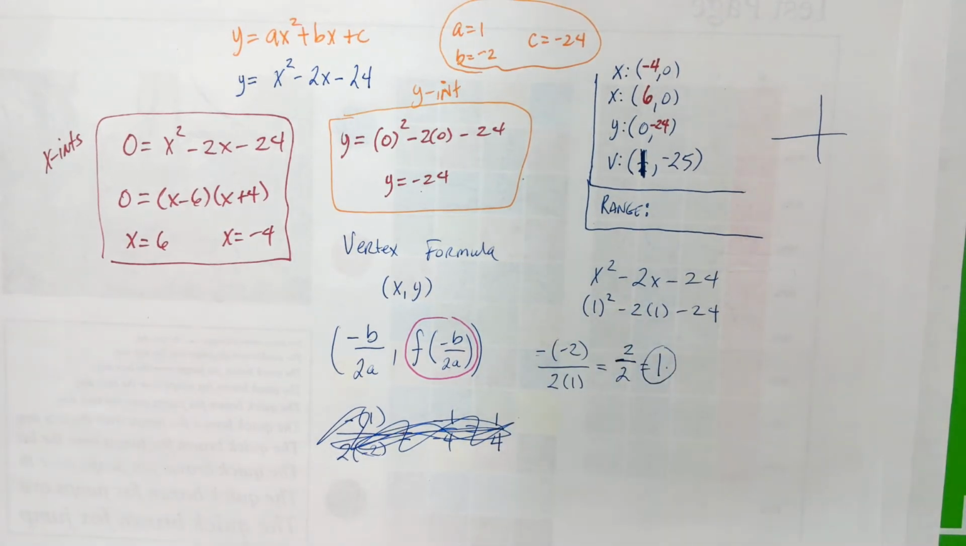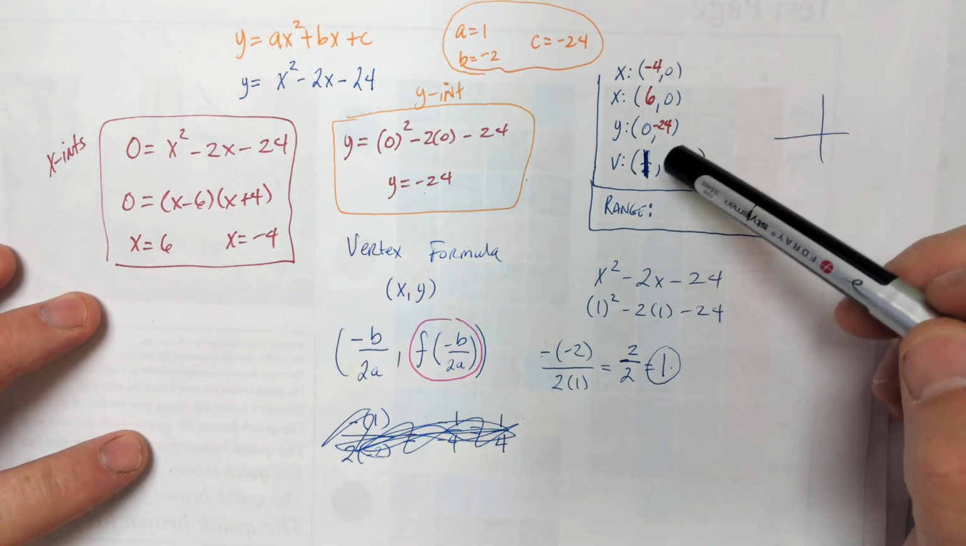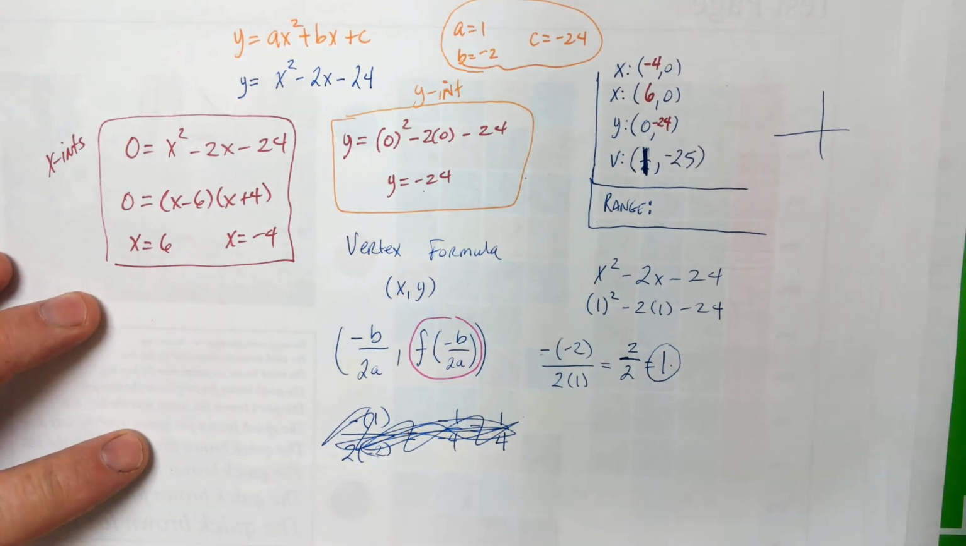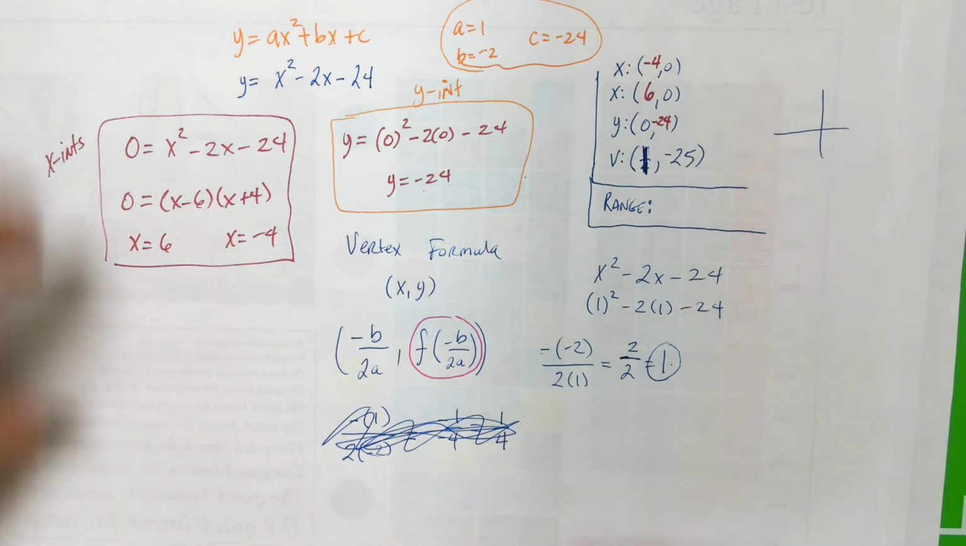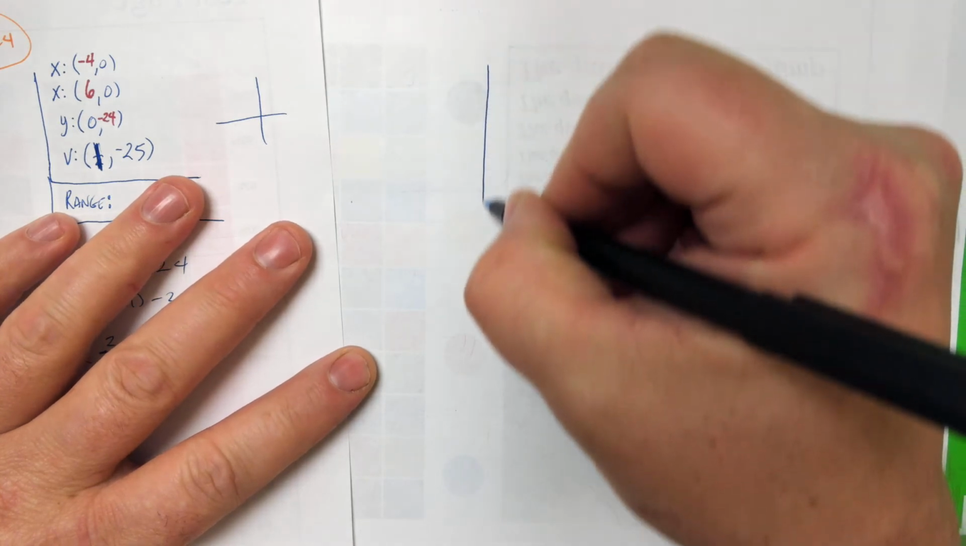So listen, we need to put all this on the graph. And this is the part where it gets a little bit tricky because you have to be able to draw the graph too. So what I'm going to do is draw a coordinate plane right here.